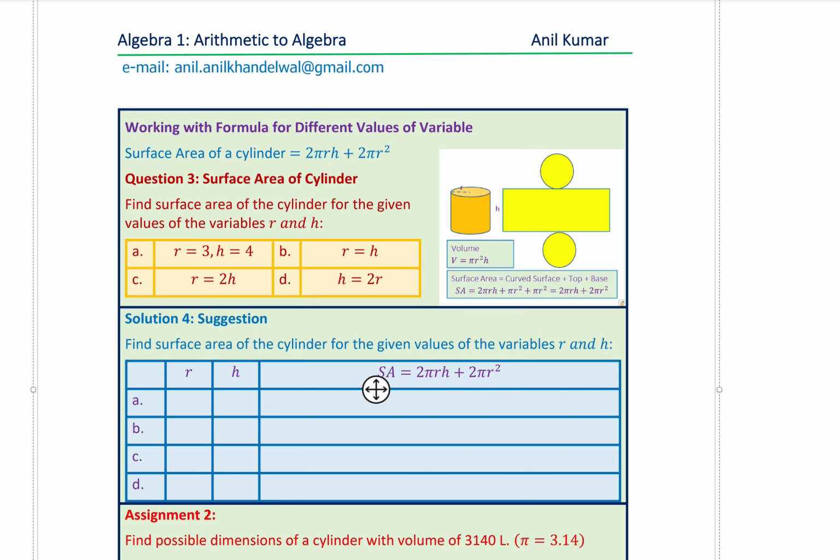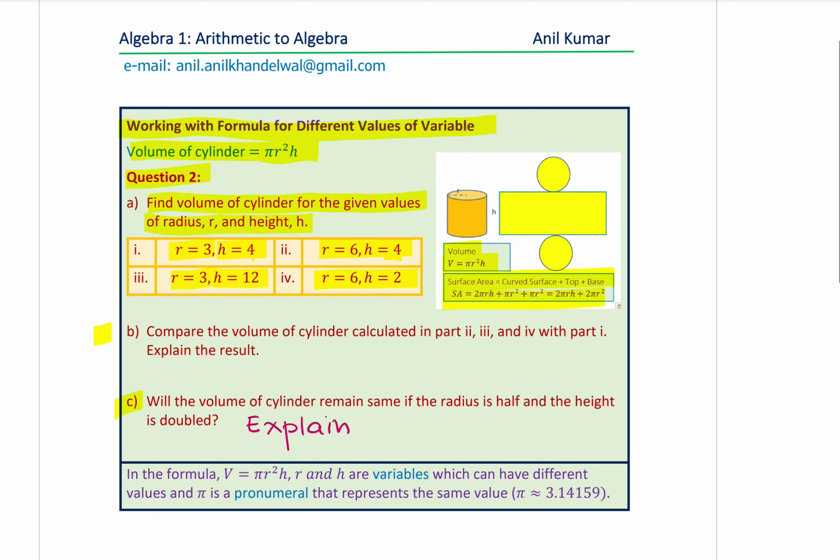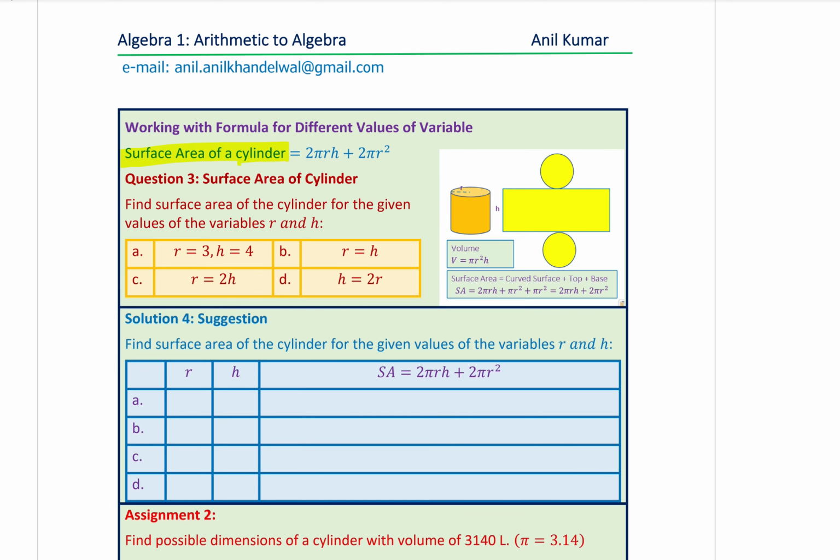Here is question number 3, which is also based on the same formula, the cylinder itself. So we'll extend this to surface area. In the last case, in question number 2, we were talking about what? We were talking about volume. And now we'll consider surface area. The surface area formula is right there, which is surface area is equal to 2 pi r h plus 2 pi r square. So that's the formula which you have to use.